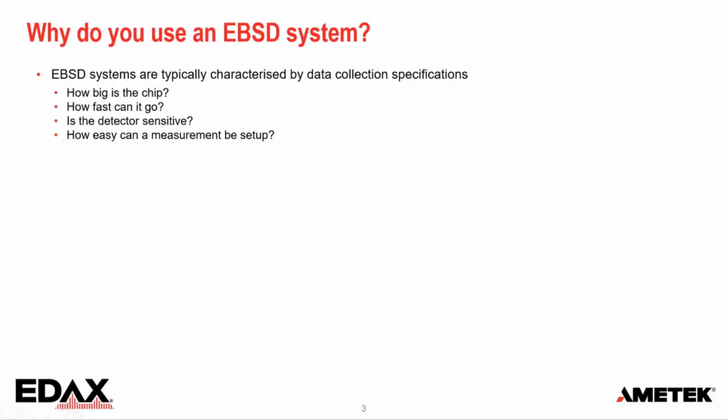So first of all, you need to consider, why do you use an EBSD system? When people are looking for systems, the first questions we get when people want information is that people are looking at the data collection and detector hardware specifications. So these are easy numbers to talk about. How big is the chip? How fast can the camera go? Is the detector sensitive? How easy is it to use, etc. Of course, very, very important measures, but it's not all.